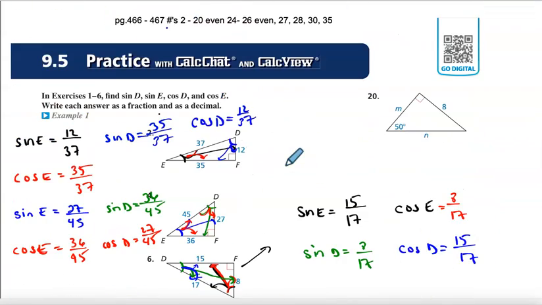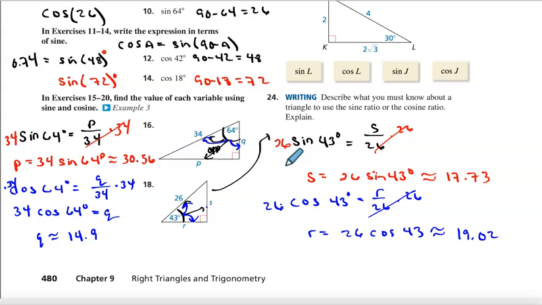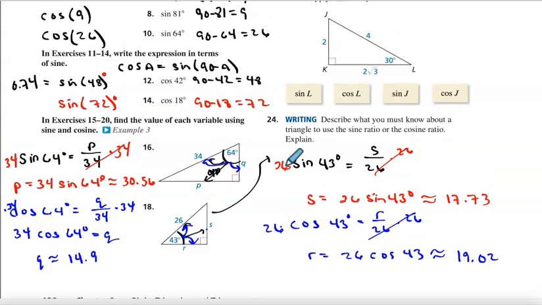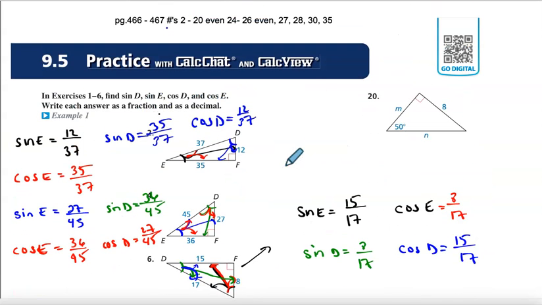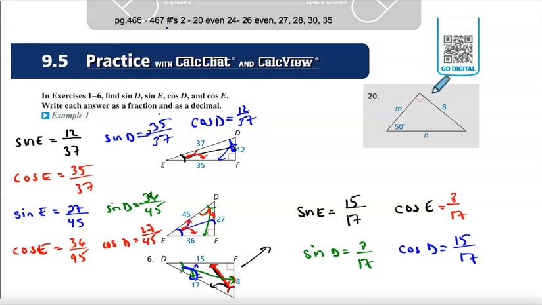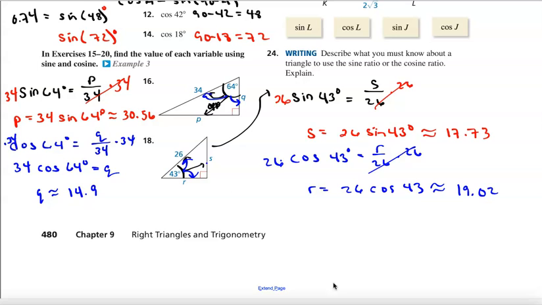All right, so that's 2 through 18. And let's tackle number 20 here. I'm going to screenshot number 20 and I'll do it on the bottom here.